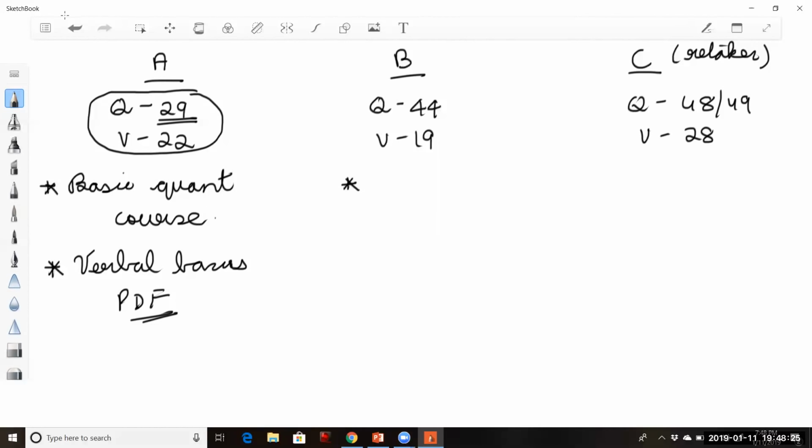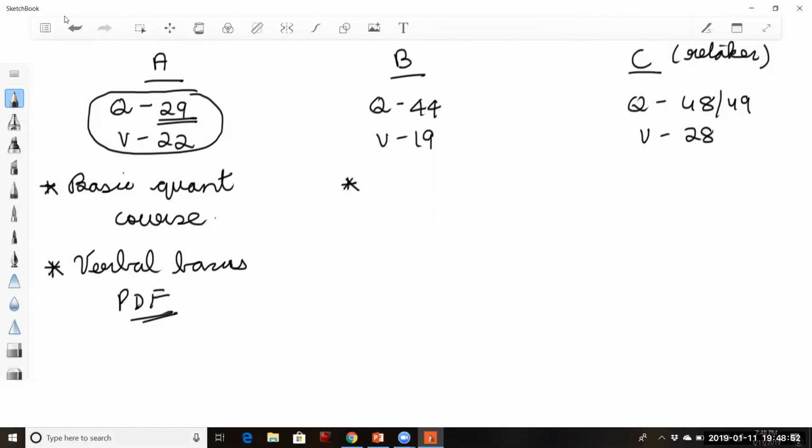So it's more like a precursor to your sentence correction section, right? Because you'll need to have some grasp of grammar before you go into the sentence correction section. So it's better for you to go through the verbal basics PDF, spend some time on the basic quant course and the verbal basic PDF, because from my experience, that foundation of basics is the only thing that you can depend upon to score well on the GMAT.